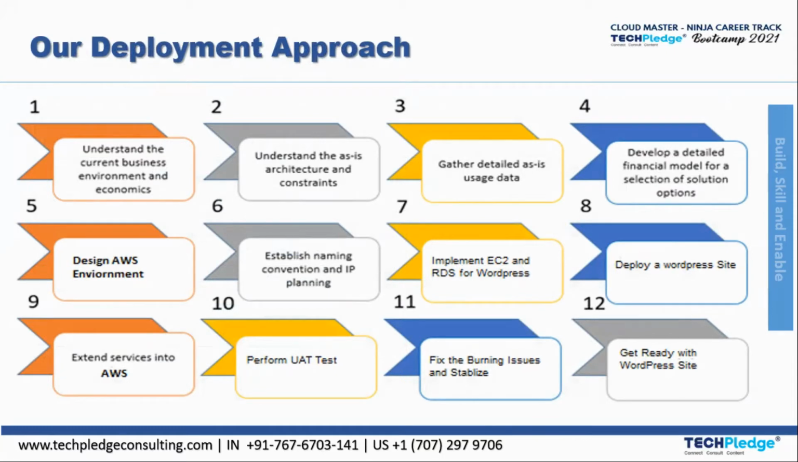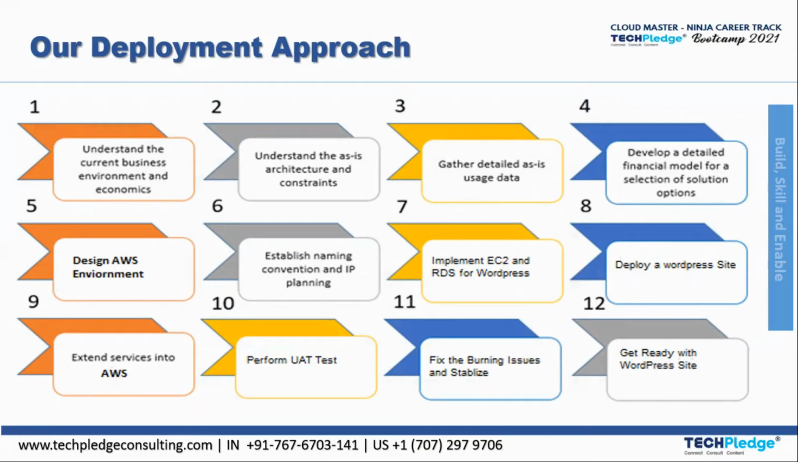The next is designing the AWS environment. How the AWS platform and that environment will be, you need to design it. Then, establishing the naming convention and IP planning. So the sixth step is establishing a proper naming convention, and its IP planning should also be done.